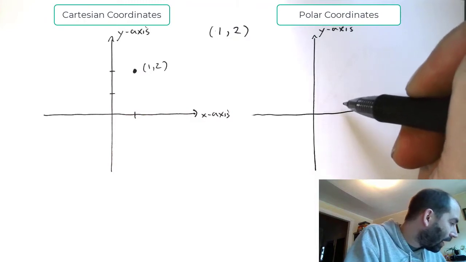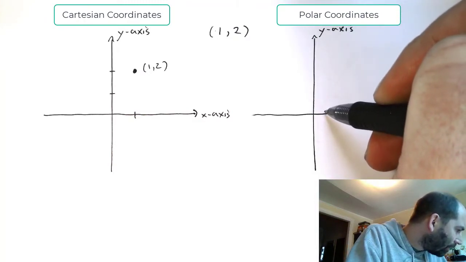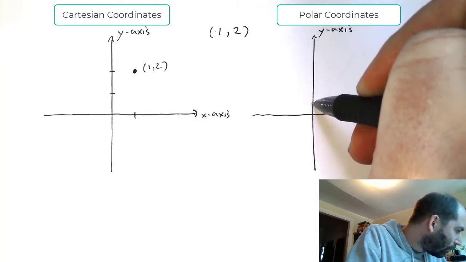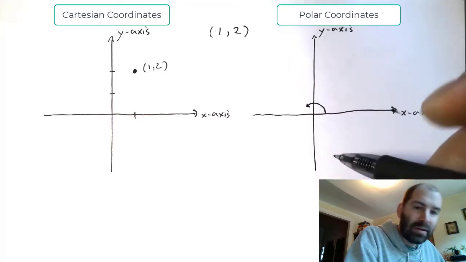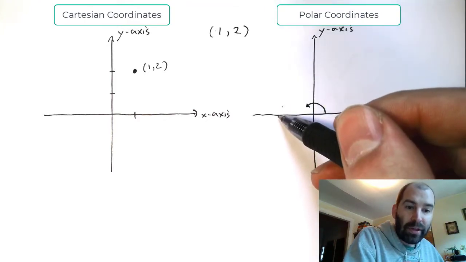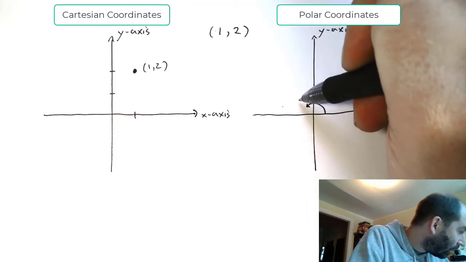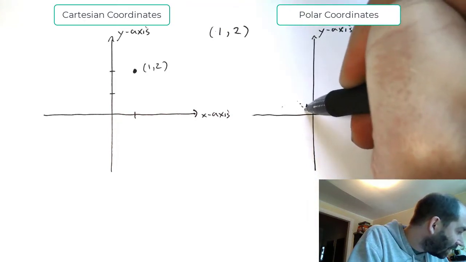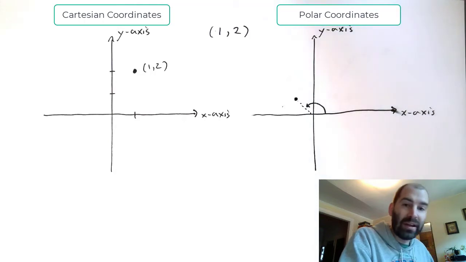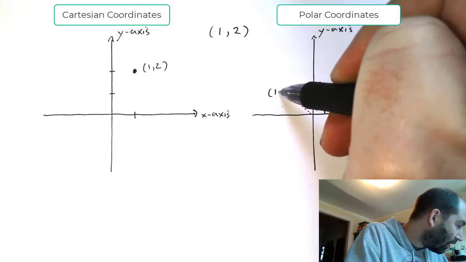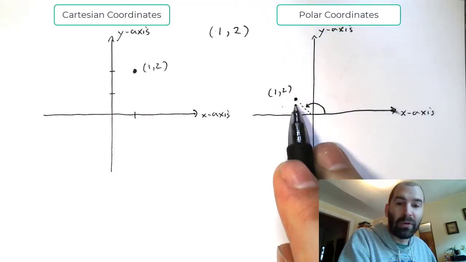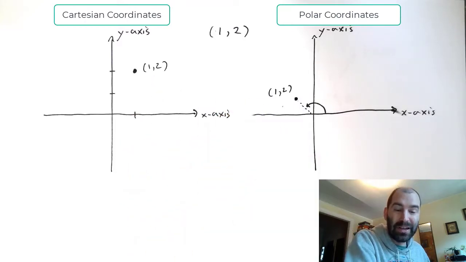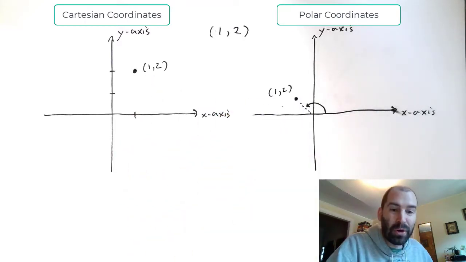So I know that my angle is going to get me 2/3 of the way over there. And my distance from the origin is 1 unit. So I'm actually right here. So in polar coordinates, the point 1, 2 would be over here. Notice they are very different. So we really need to understand what coordinate system we're working with to understand what a point given in coordinates actually represents.